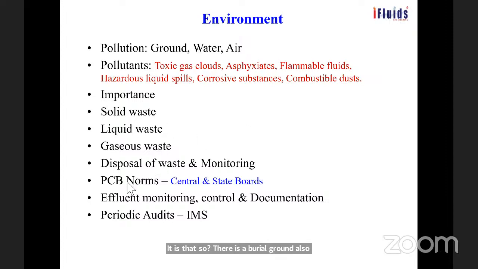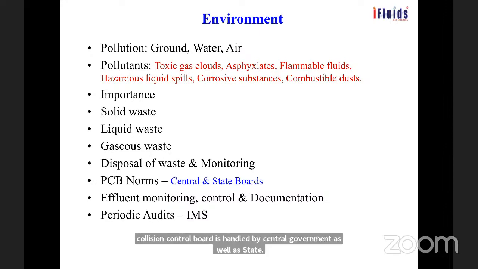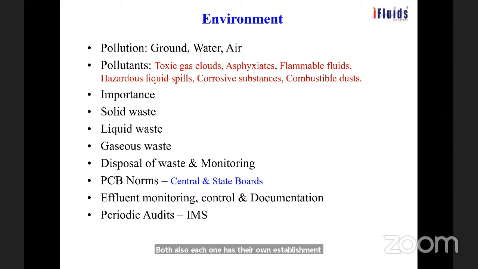And the Pollution Control Board, PCB's norms. The Pollution Control Board is handled by the central government as well as state boards. Each one has their own stipulations on effluent monitoring and control and documentation. As I already told, all these things have to be recorded and documented, and they have to be preserved for further audits. And there are again periodic audits by quality control people. The environment also is part of that. IMS is that.